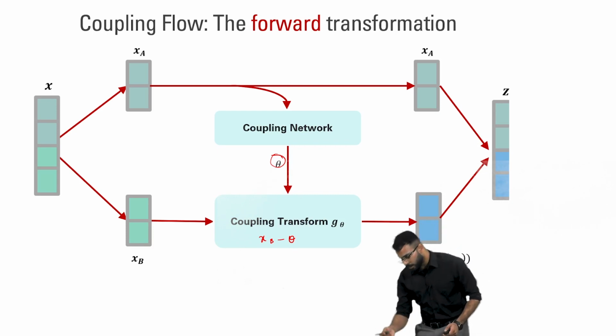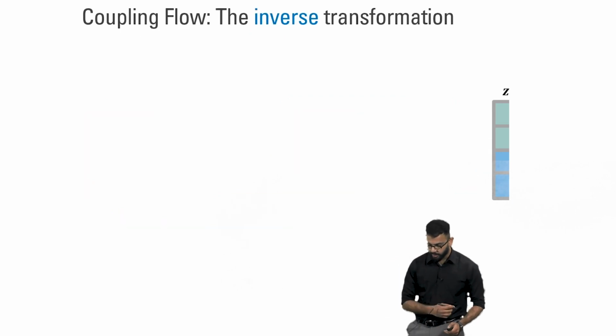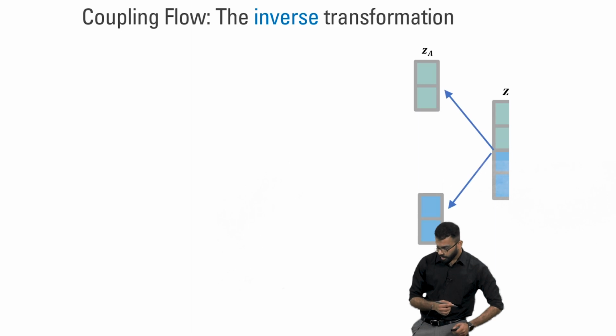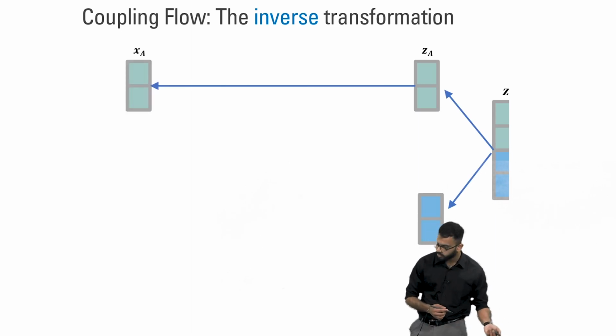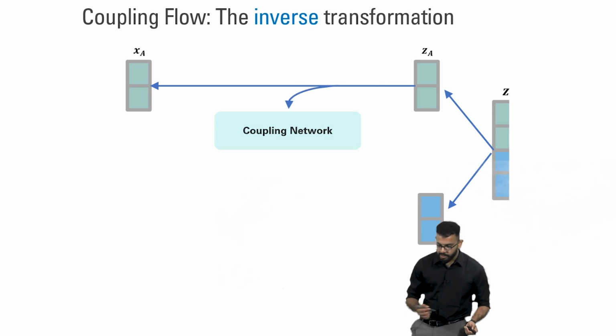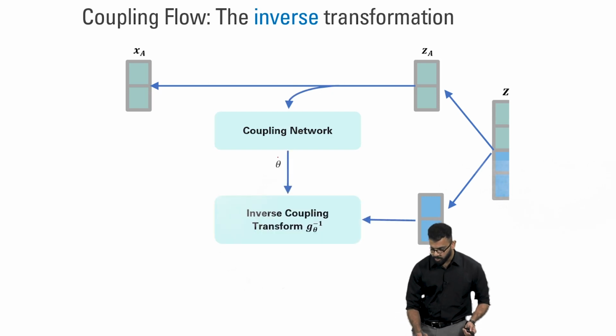So if I want to invert this entire function, I'm going in the reverse direction, right? So given Z, how do I get back to my X? Well, if I just split Z into two halves, I get the first half of my X, right? And since the first half was the same in the forward transformation and the reverse transformation, I can pass it through the coupling network to get the same set of parameters theta.